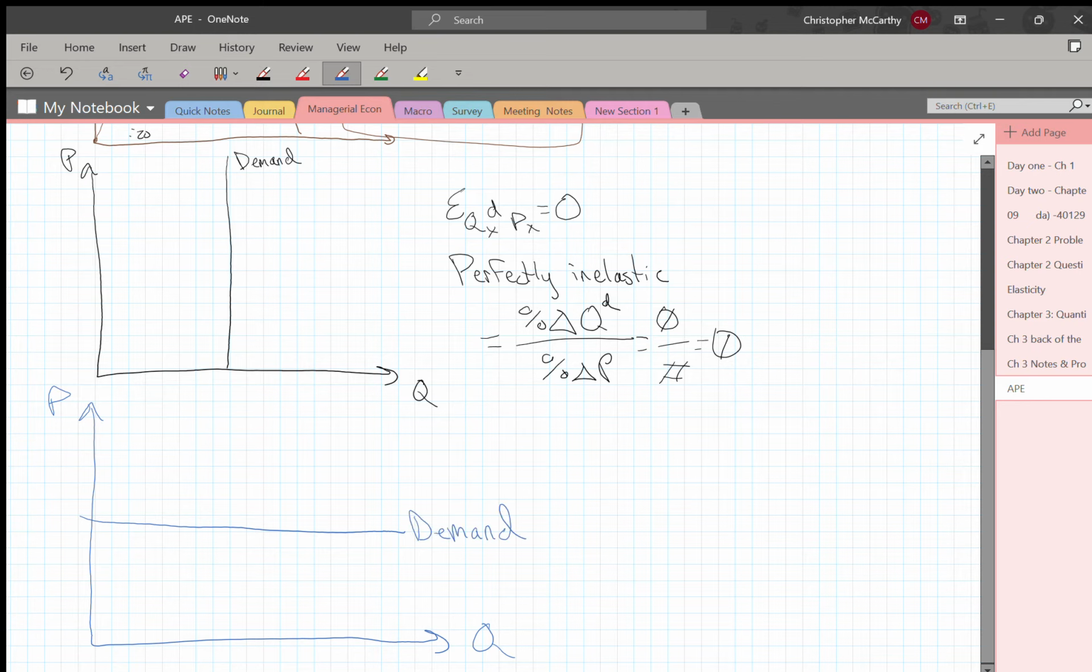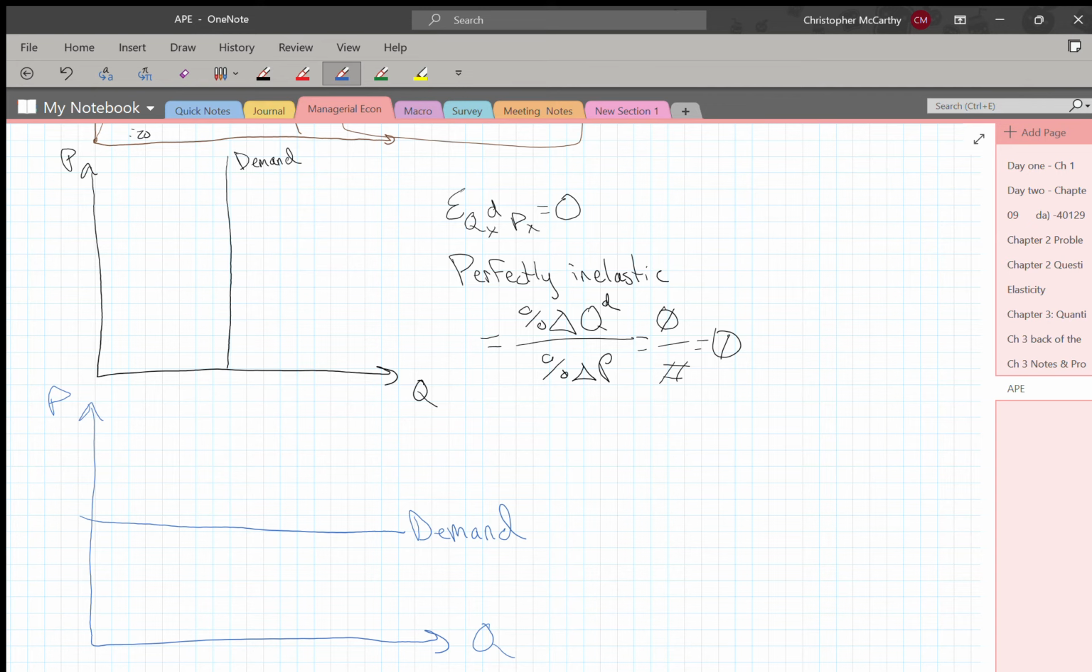What's this demand curve? Talk me through what's happening here. Demand is the same. Demand remains the same even as the quantity increases. Pardon? I mean, if the change in quantity has no effect on demand, the price stays the same. The price, it's not that the price stays the same.